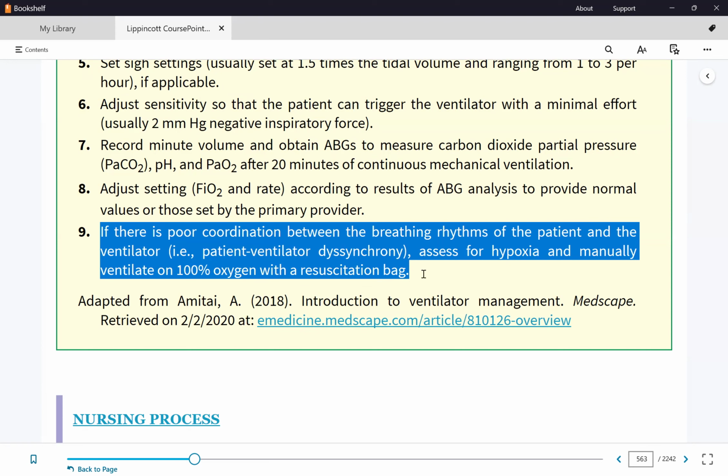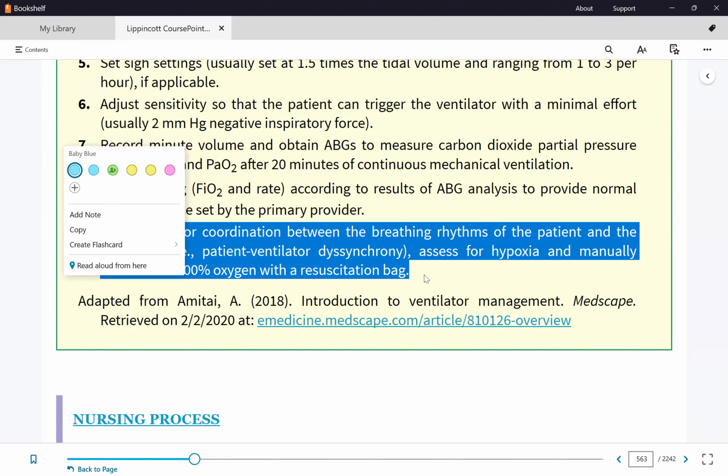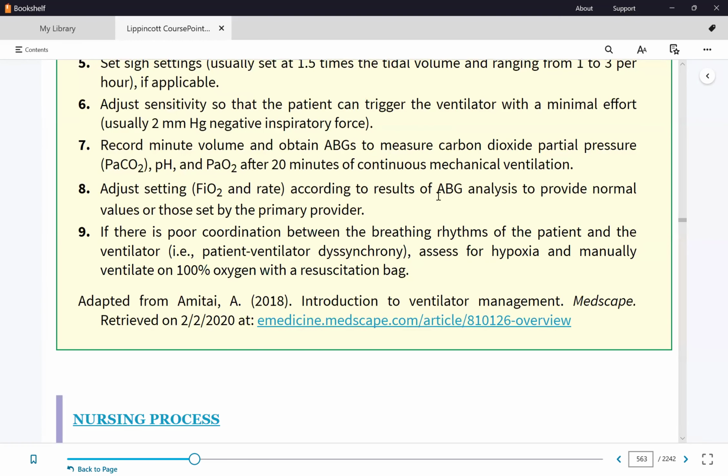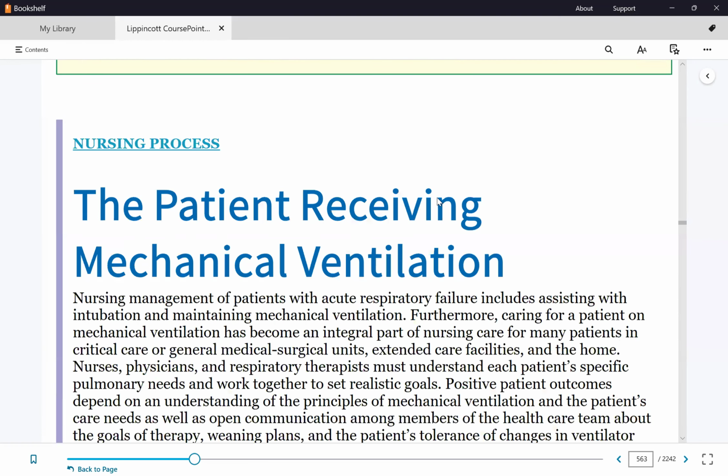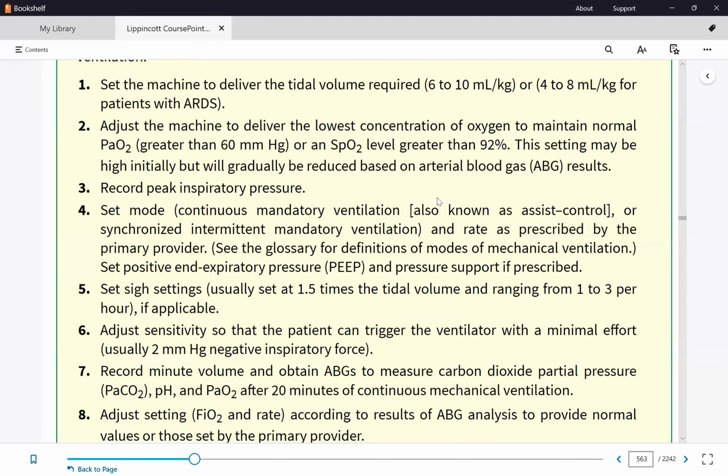Until you figure it out though, disconnect the patient from the vent and manually bag them while you wait for the respiratory therapist or the doctor to come, just to keep the patient comfortable. I mean, you can't leave that patient like that. So you just disconnect and manually bag the patient. Any questions so far on the settings? Very good. Let's go to the mode.